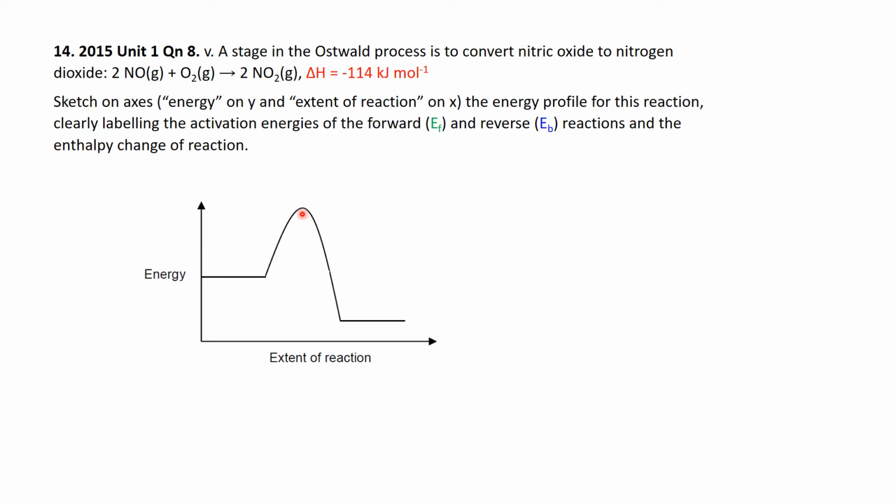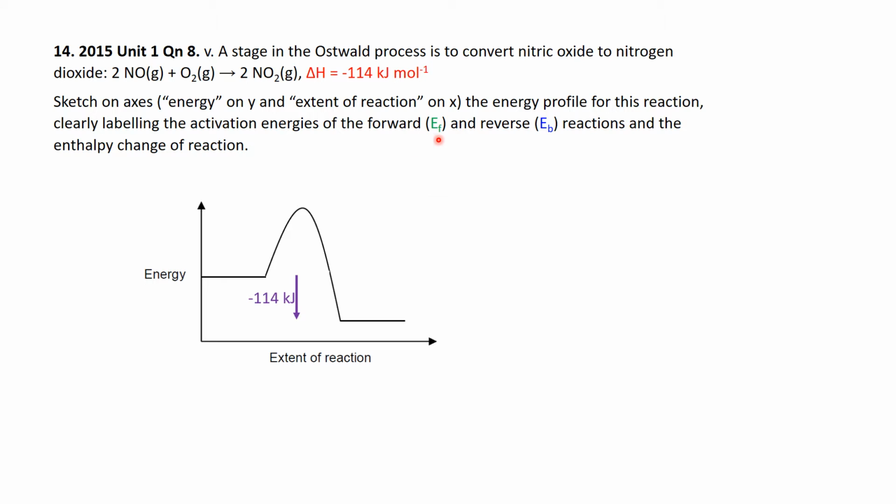Reactants, products, transition state or activated complex, take your pick, and the energy difference there is the activation energy. Okay, so a very standard thing: the difference between the products and the reactants, minus 114 kilojoules here, that's your delta H, and minus tells you that the products are lower than the reactants. The energy change is such that the reaction has lost 114 kilojoules.